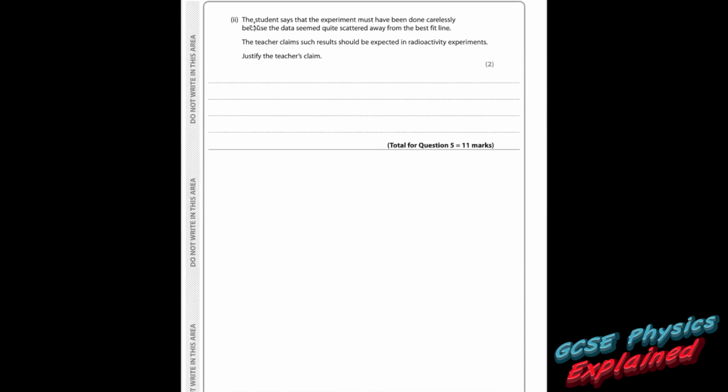Part 2. The student says that the experiment must have been done carelessly because the data seemed quite scattered away from the best fit line. The teacher claims such results should be expected in radioactivity experiments. Justify the teacher's claim. Right, well, radioactive decay is random, so the count rate will not be constant for each reading. The readings will vary. And that's your 2 marks there.